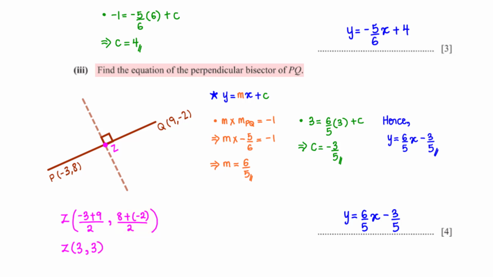When we substitute these values into the equation, we have 3 equals 6/5 times 3 plus c. When we make c the subject, we get -3/5. Now that we have the values of m and c, the equation of the line is y equals 6/5 x minus 3/5.